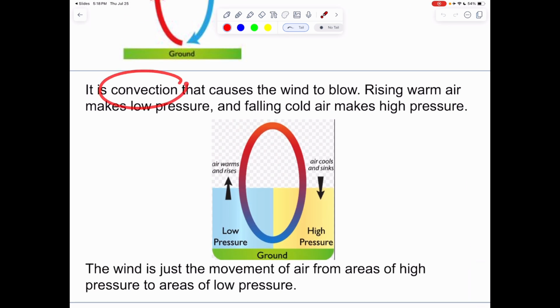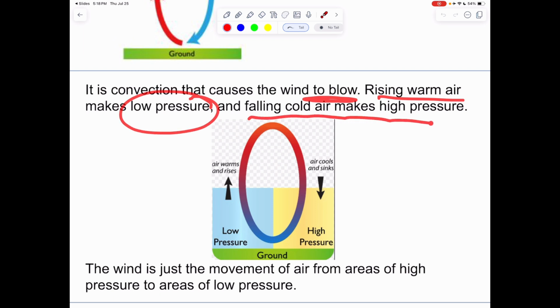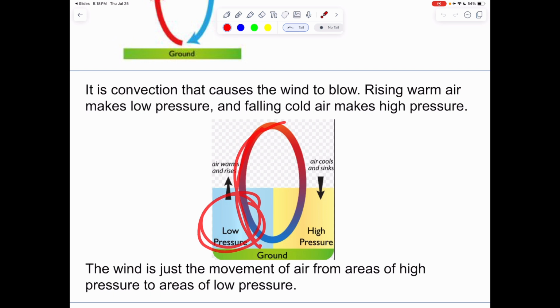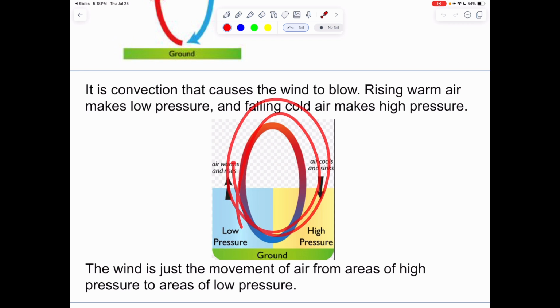This is the convection that actually causes the wind to blow. So rising warm air creates a low pressure behind it, and the falling cold air creates a high pressure. So here's our low pressure system left behind when the air warms and rises. And as it comes back down, it creates a high pressure system. The wind that's created is the movement of air from a high pressure to a low pressure. So in this situation here, this is our cycle, we're going to get wind moving this direction from the high to the low.